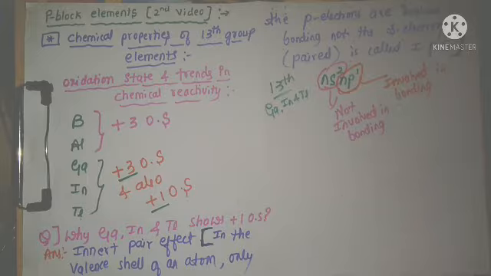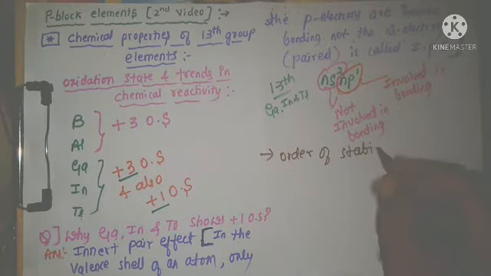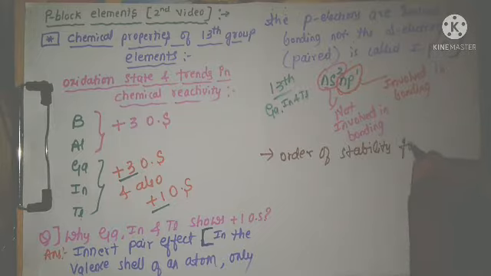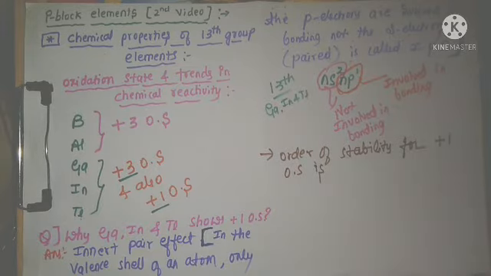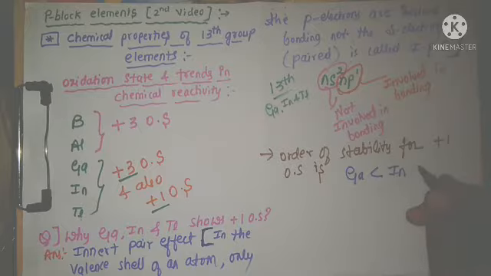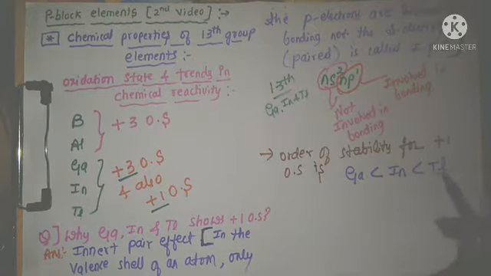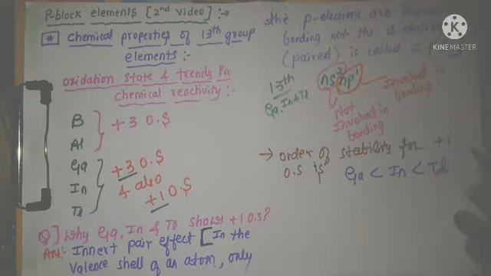I will write here the order of stability for the +1 oxidation state. Gallium +1 oxidation state compounds are less stable than indium +1 compounds, which are less stable than thallium. Meaning the compounds of thallium in the +1 oxidation state are more stable than those of indium, and those of gallium are the least stable. Thallium is most stable in the +1 oxidation state and gallium is the least stable. This is the order of stability of the +1 oxidation state.